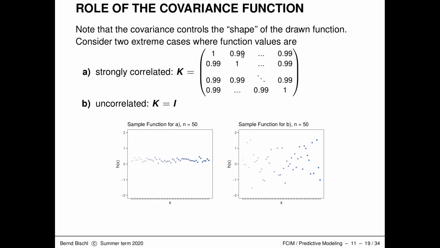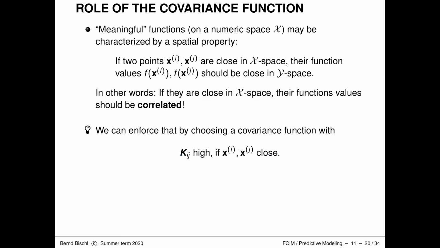And if I reduce this correlation structure, if I make this less and less, the function will become more and more wiggly and rough. For this extreme case where everything is uncorrelated, I'm not even sure whether I would really call that a function. I'm basically seeing uncorrelated white noise here. And as I've said, let's try to abstract a little bit away from this. What does this really mean?